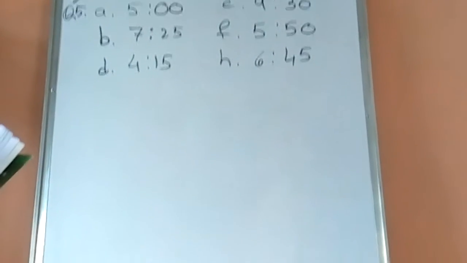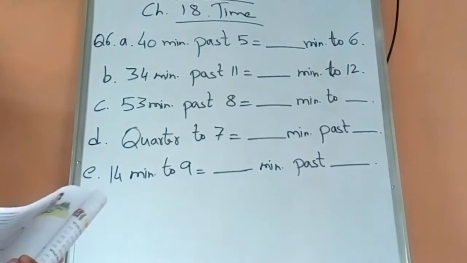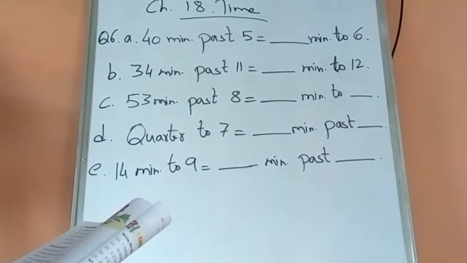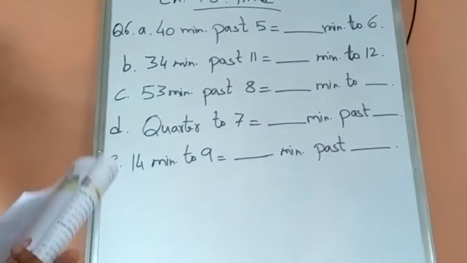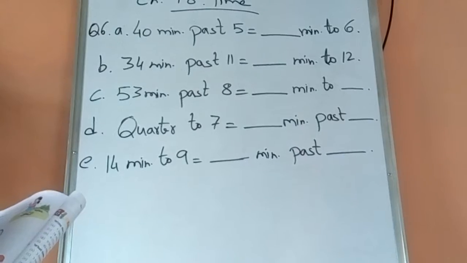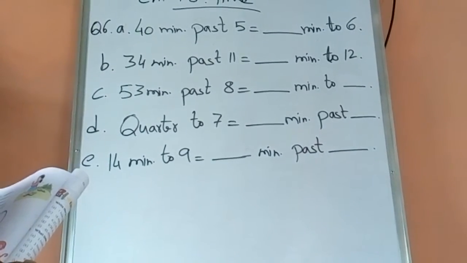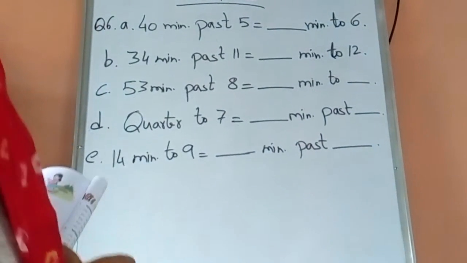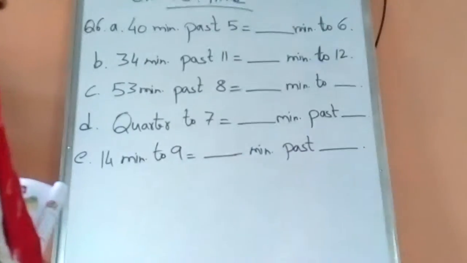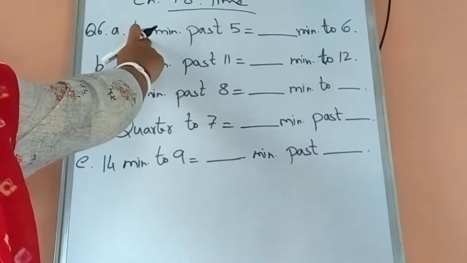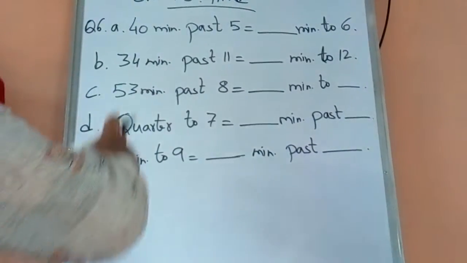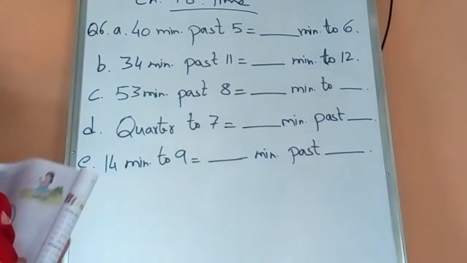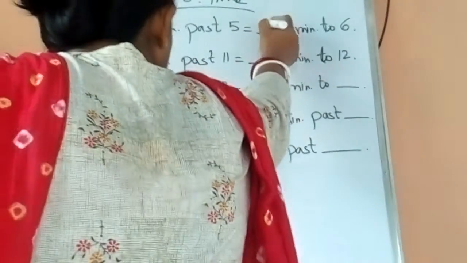Now question number 6. The first one is 40 minutes past 5. That means 40 minutes are already past 5. So dash minutes to 6. See, if here you are not able to guess the time, just subtract 40 minutes from 60 minutes, because 1 hour has 60 minutes. So here it is 40. So 60 minus 40, that means 20. So 20 minutes to 6.